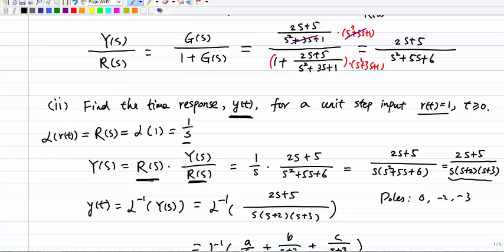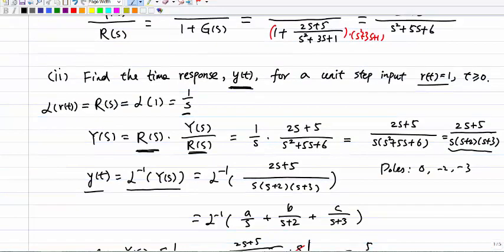I write this to find the poles, because in order to find y(t), I need to use the inverse Laplace transform, so I have to find the poles. If you use the partial fraction expansion, we have to compute the poles. By writing this form, Y(s) has three poles. If you set the denominator s, s + 2 and s + 3 to be 0, you find that the poles are 0, negative 2 and negative 3, so they are real and distinct.